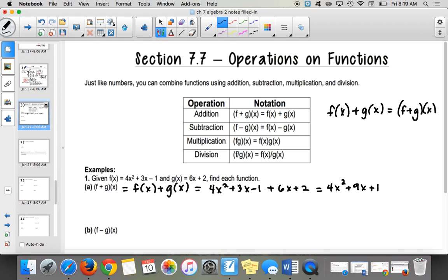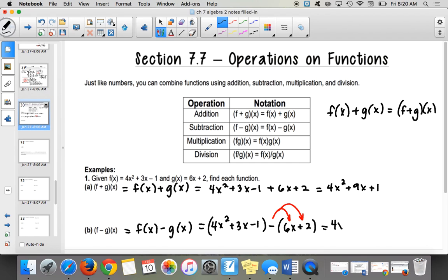Okay, so then f minus g of x is gonna be f of x minus g of x. Now when you subtract, if you're subtracting functions or polynomials or whatever we're subtracting, we have to put parentheses. Okay, so we're gonna have f of x was our 4x squared plus 3x minus 1, and minus g of x. G of x was the entire 6x plus 2. So make sure you put parentheses at least around that second function. Okay, because then we know that we have to distribute that negative.